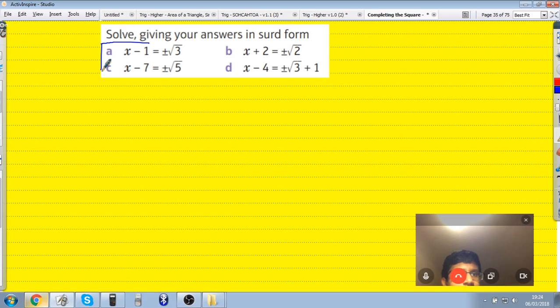So now you have to use completing the square to solve an equation. So first write it in completed square form, and then once it's in that form, try to solve it. Okay, so x plus.